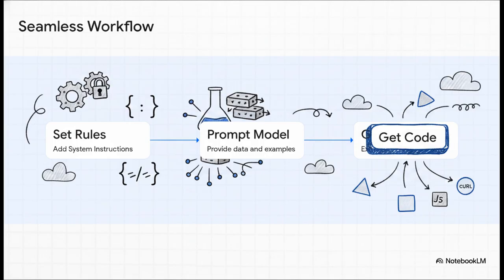Instead of constantly reminding a chatbot of its role over and over, step one is just setting rigid system instructions a single time. For instance, you tell it you only output valid JSON, and you're done. Step two, you prompt the model with your data. And step three, this is the absolute killer feature. You hit the Get Code button. In one click, your entire playground session is converted into API-ready Python, JavaScript, or curl scripts that you can immediately drop into your own application.